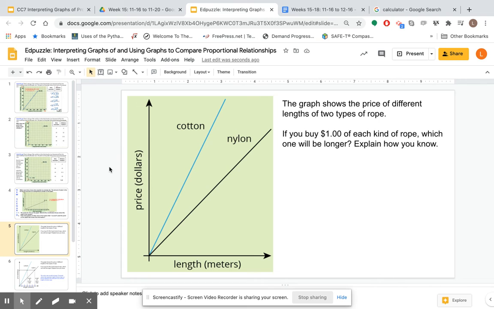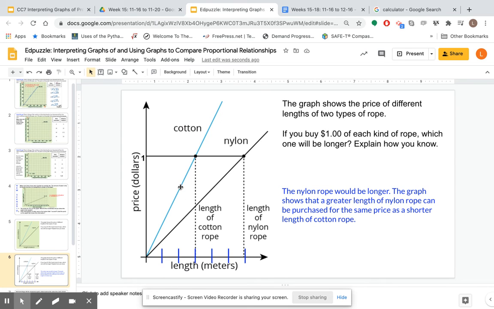I like this because there's no numbers on this graph, but we could still analyze it. And that's what we're going to do. Guys, I want you to look at this picture. It's the same situation. I know the background isn't green, but it's the same situation, okay? Now, guys, look at this. The nylon rope would be longer, and here's why. For $1 right here, you go up here's $1. I'm going to go sideways. At this point, this represents the length of cotton rope that you could get for $1. At this point right here, this represents the length of nylon rope that you could get for $1.